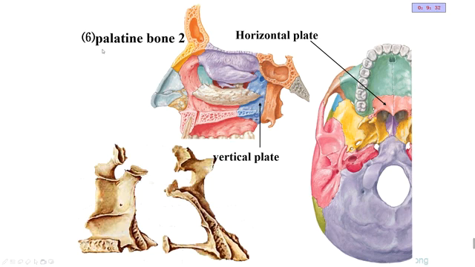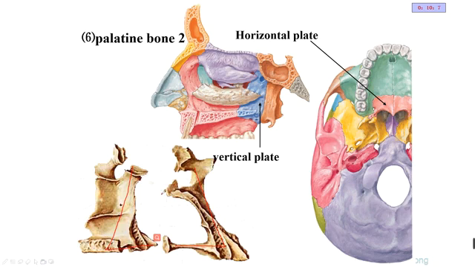The sixth one, the palatine bone. Just now we have seen the palatine bone is behind the maxilla. This picture is the inferior view of the palatine bone behind the maxilla. And this bone is the English letter L shape. Now you see this one is the anterior view. This one is the left palatine bone, and on the right side there is another palatine bone.